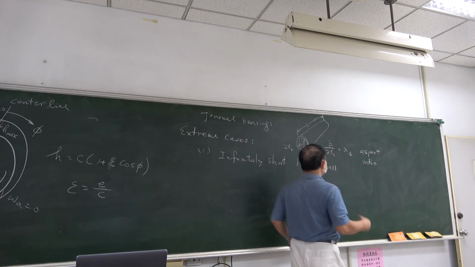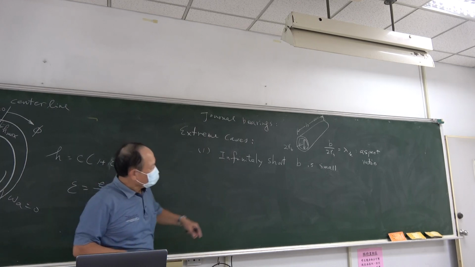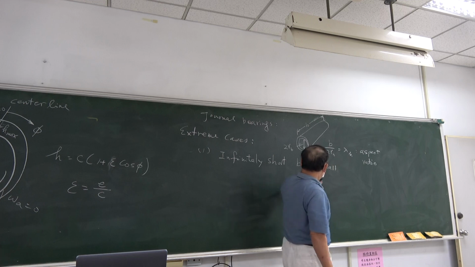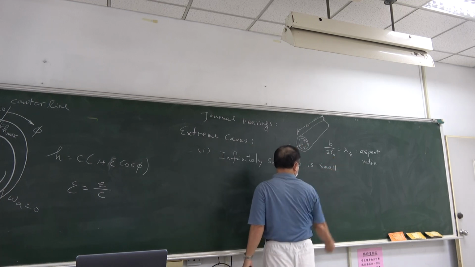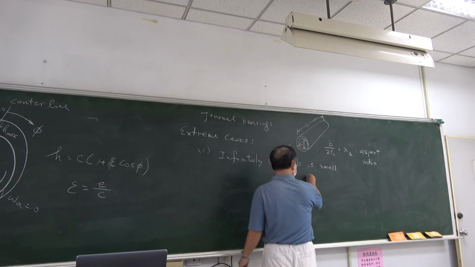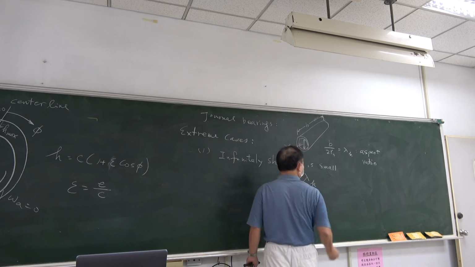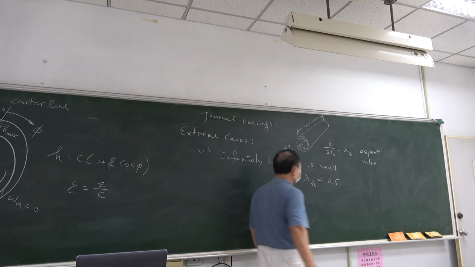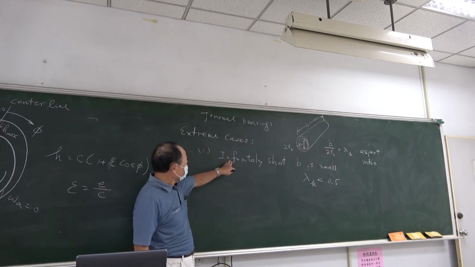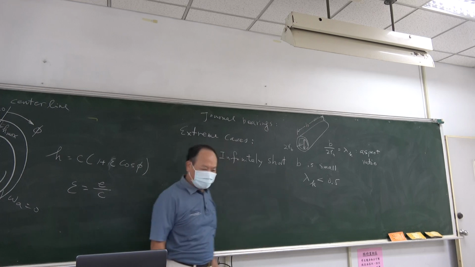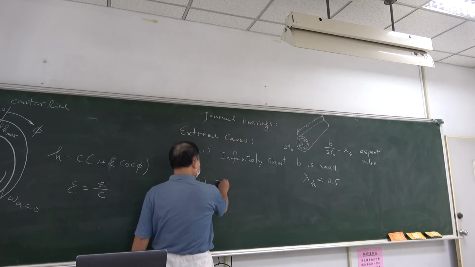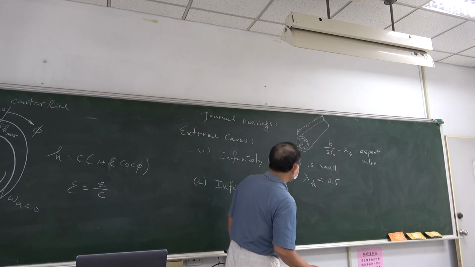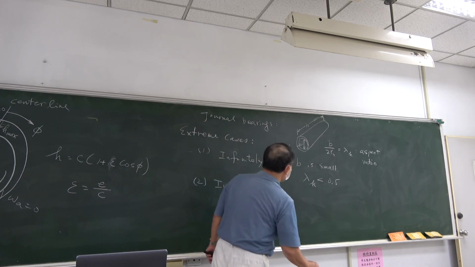我们定义这一个它的细长比 given by this one. Okay. If lambda K is smaller than 0.5, in this case, we call it infinitely short. Okay. Otherwise, infinitely long. So B is small, very short.